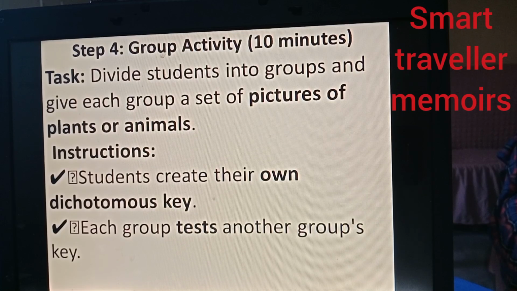Step 4 of lesson development is group activity, which can take about 10 minutes. Task. Divide the students into groups and give each group a set of pictures of plants and animals. Instructions. 1. Students create their own dichotomous key. 2. Each group tests another group's key.